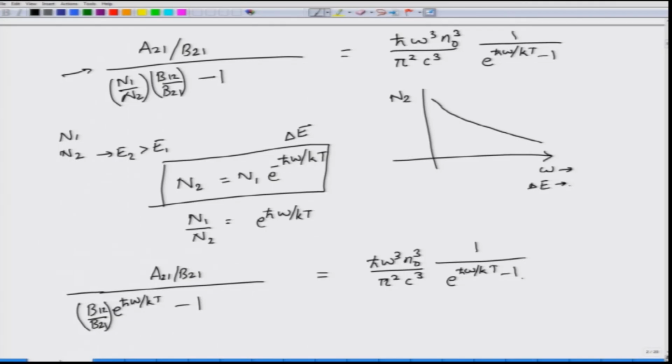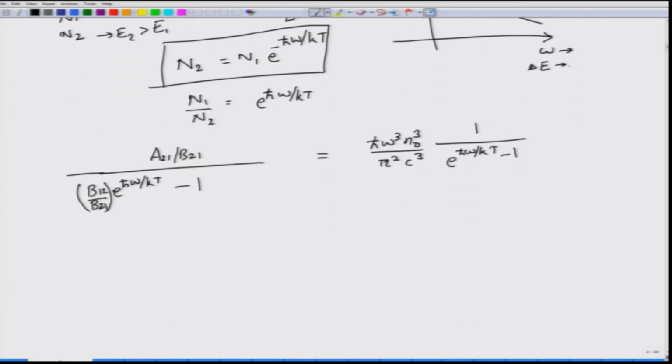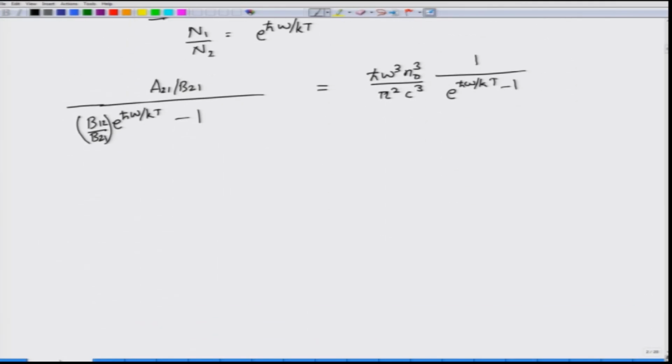Now, all you have to do is to pair them term by term. When you pair them term by term, you will see that B12 by B21 is equal to 1, which implies that the upward transition coefficient B12 is equal to the downward transition coefficient B21, and we might as well call this a constant B. So, this would be the coefficient B.